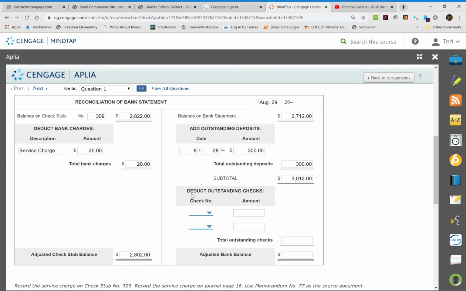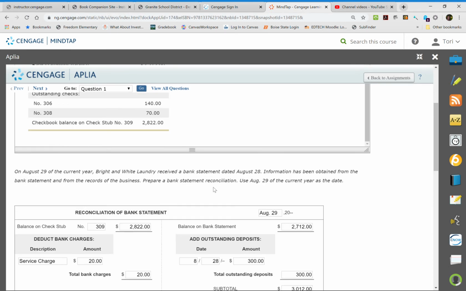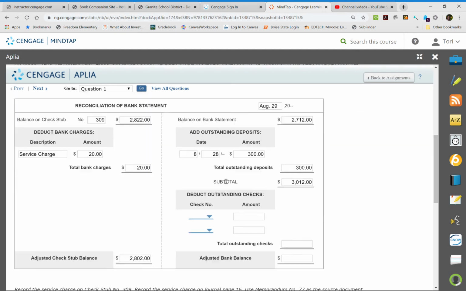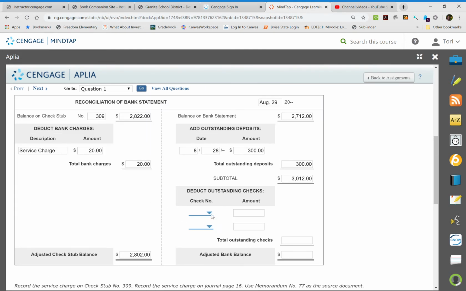Now the next part is deducting outstanding checks. So up here we have two outstanding checks, 306 and 308. So 306 for $140 and 308 for $70. We will total up our outstanding checks. And this one, it even helps us out. We're going to deduct from our subtotal.